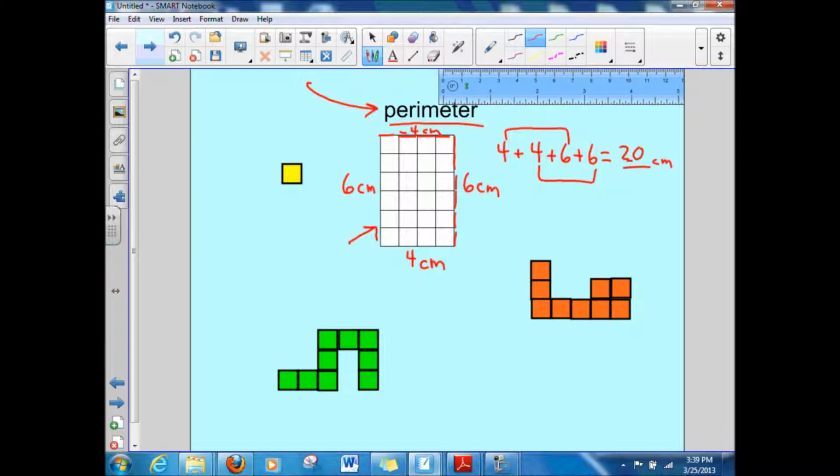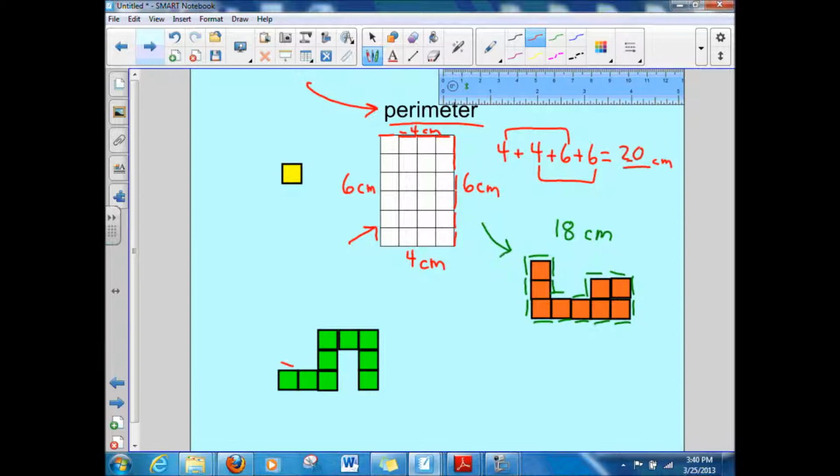How about the perimeter of the red figure on the right here? I'm kind of curious to know if the perimeter of the red one is the same as the green one. They both had the same area, but let's look and see about the perimeter. Here's 1, 2, 3, 4, 5, 6, 7, 8, 9, 10, 11, 12, 13, 14, 15, 16, 17, 18. Remember, perimeter is the outside measurement of a figure. 18 centimeters.